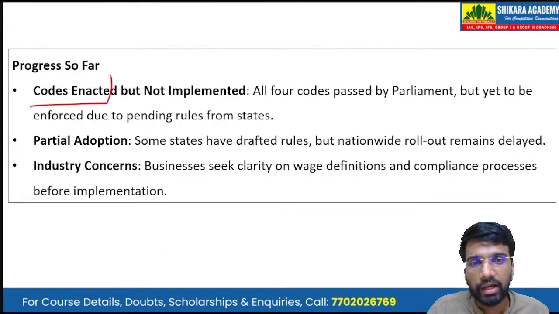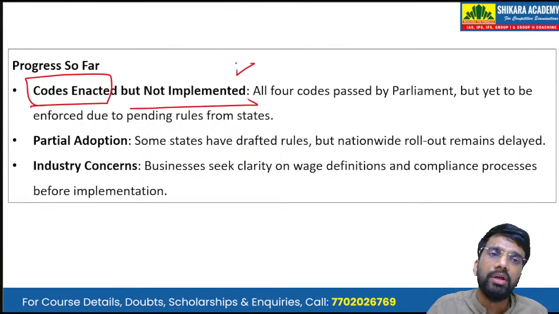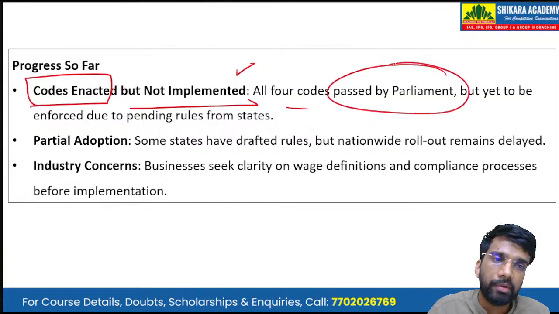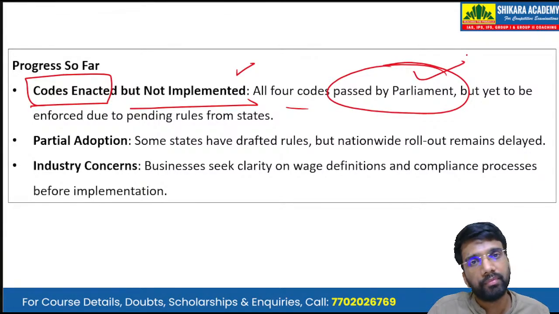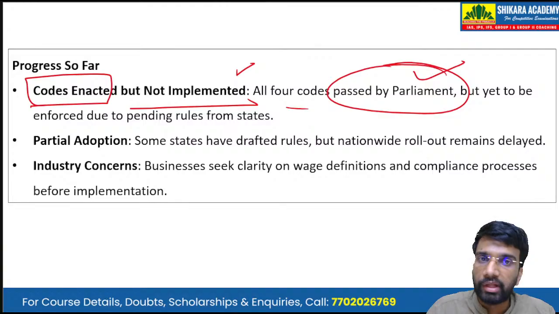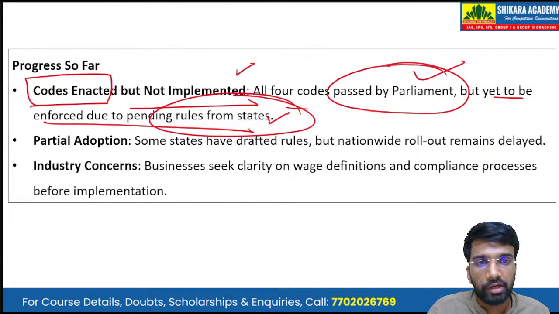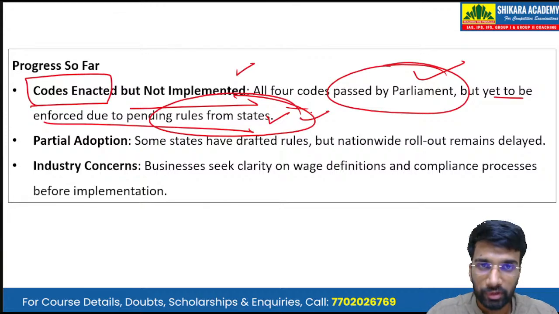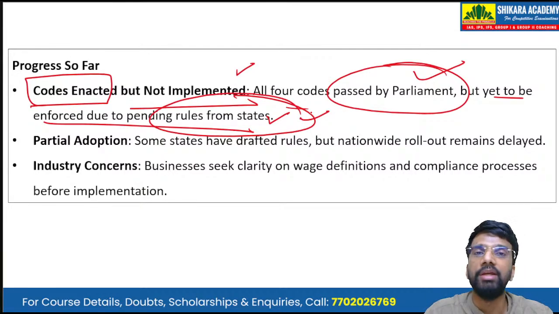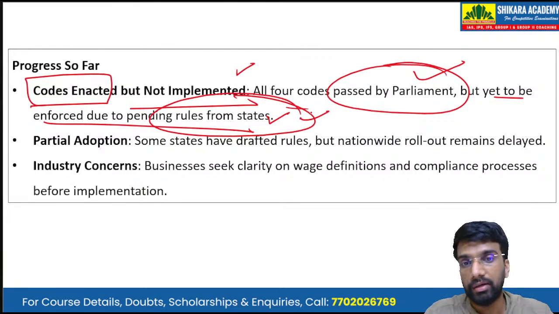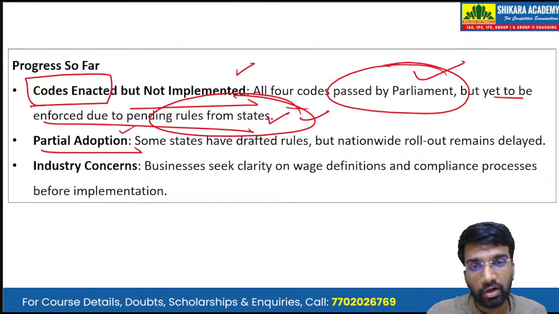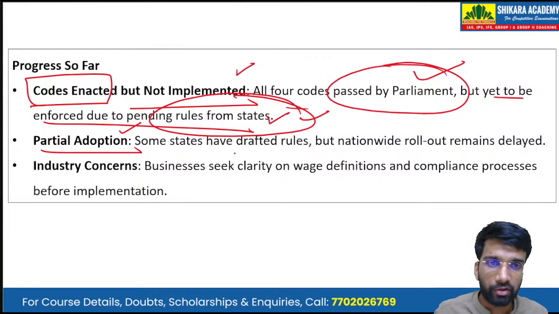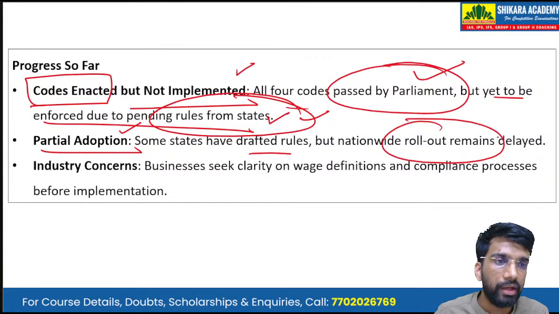First, the codes are enacted but not implemented. All these four codes have been passed by the Parliament. It's been a few years since they were passed, but they are yet to be enforced due to pending rules from the states. The states have not come up with the rules, so there has been a delay in implementation. That has been a demerit. Second is the partial adoption. Some states have drafted rules, but the nationwide rollout remains delayed.